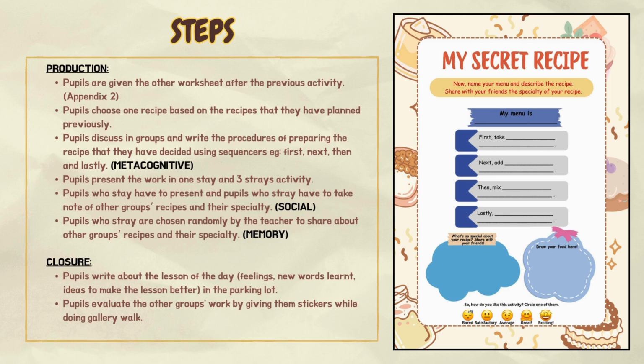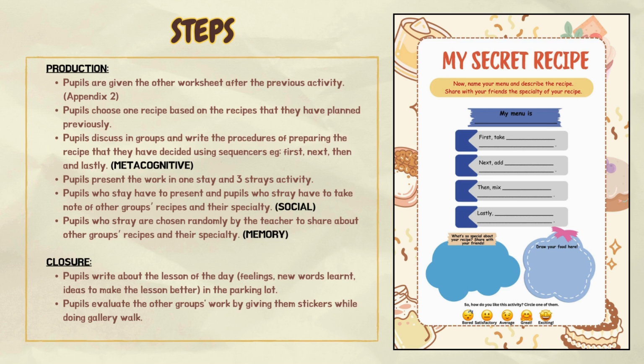Then, pupils who stray are chosen randomly by the teacher to share about other groups' recipes and their specialty. At this stage, we will know whether pupils still remember their friends' work, which is their recipes and what is so special about their recipes.